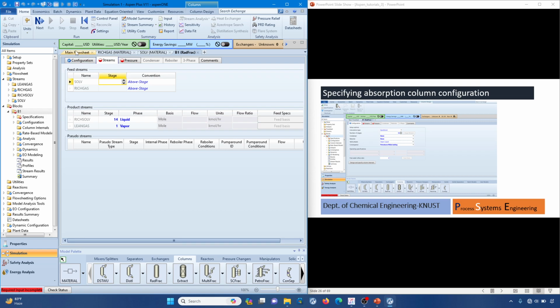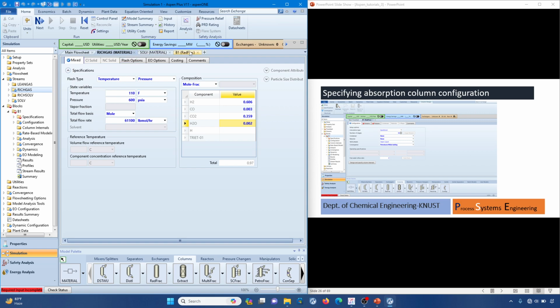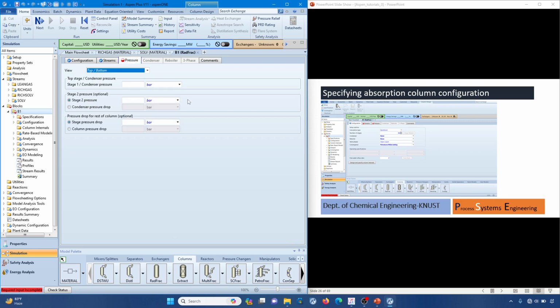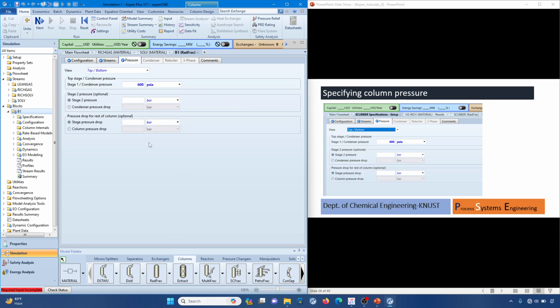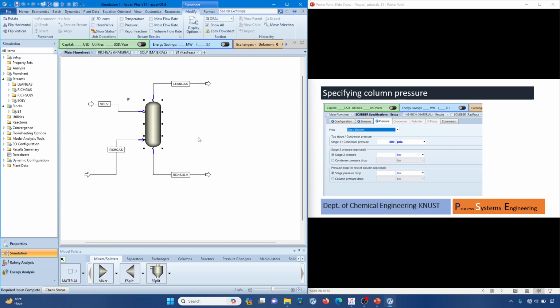So we go back to our flow sheet. The solvent should be on stage 1, counting from the top. Then the gas should be on stage 14. So put that on stage 14, and that should be it. Go to specify the pressure. Looks like we are good to go. Should be able to run it.